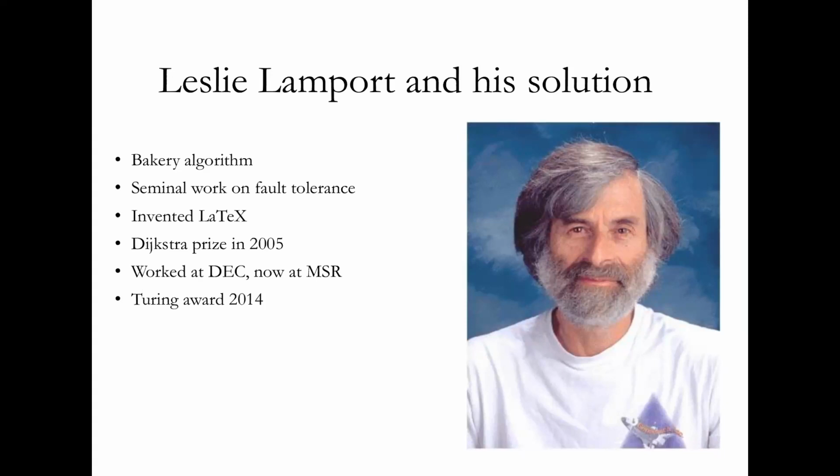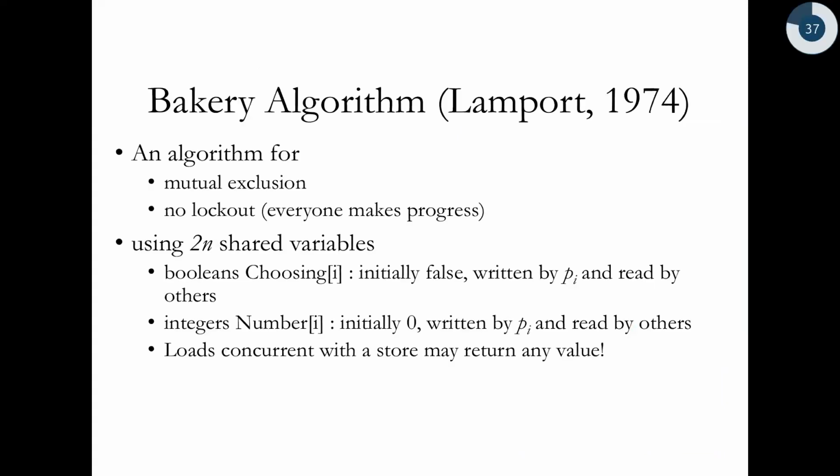So let's talk about the bakery algorithm. That was invented in 1974. The algorithm allows us to get mutual exclusion, and everyone makes progress in this algorithm. Again, the same issues still exist in terms of the sequential memory model, but we will assume that's not an issue right now. So we have n shared variables, right?